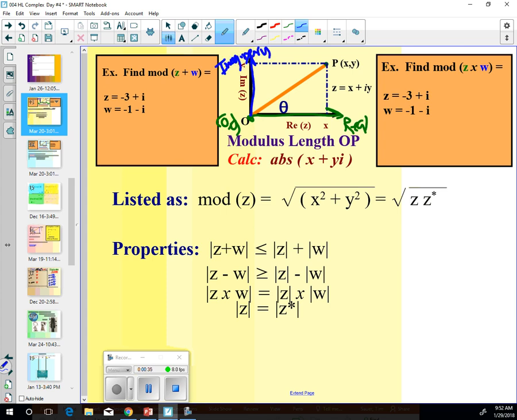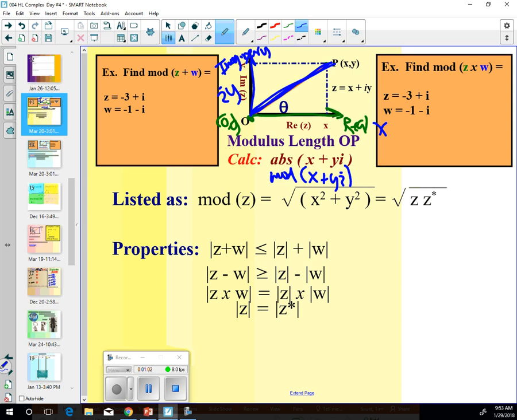Well, the imaginary part is just i times whatever your value y is, and your real part is just x. So the complex number is x plus yi. And when you see ABS, or when you see MOD, what we're looking at is the magnitude of this line.